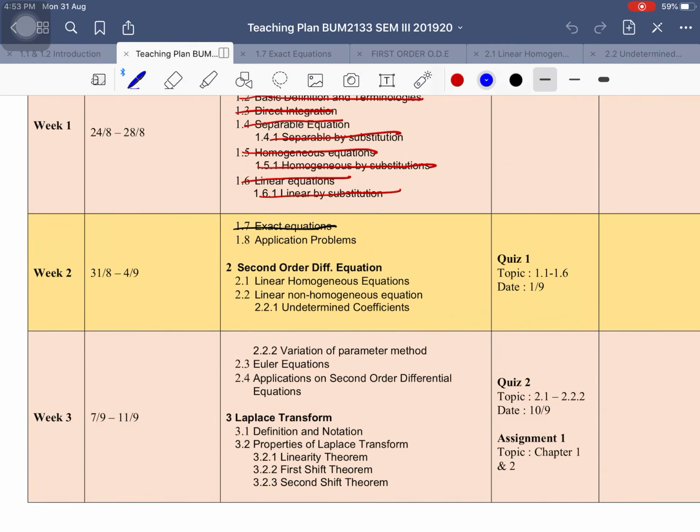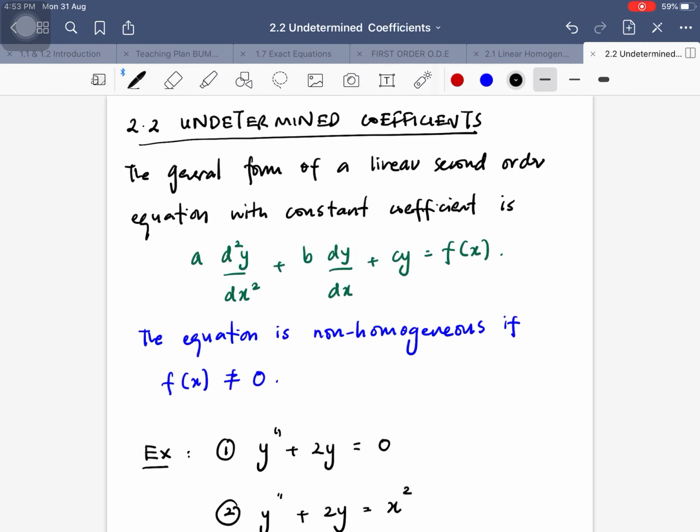So for the case of linear non-homogeneous equation, there are going to be two ways of solving them. First is called the undetermined coefficient method and the other is called the variation of parameter method. For today, I'm going to discuss the first method, the undetermined coefficient method. Okay, let me first explain the difference between homogeneous and non-homogeneous equation.